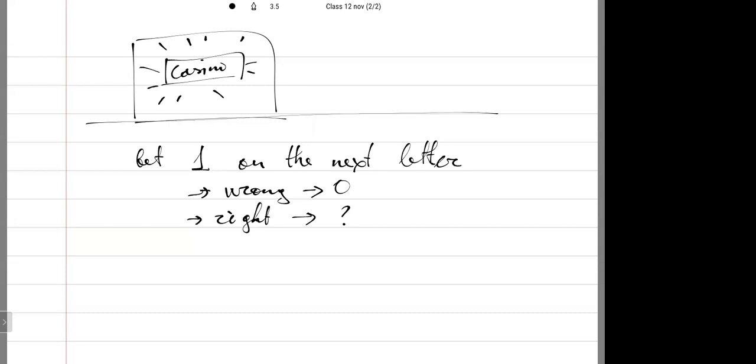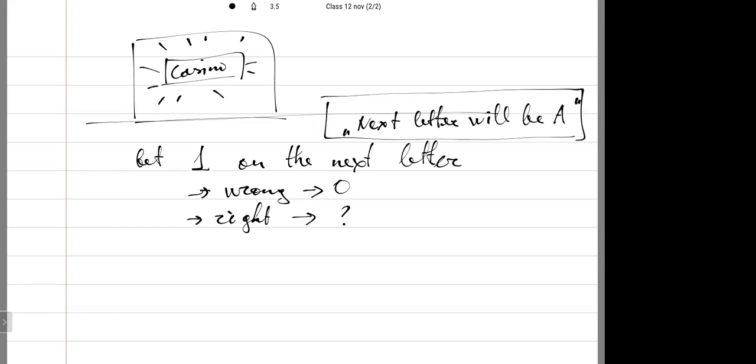You bet, let's say, on the next letter. What is a bet? You say something like, the next letter will be A. So it's a bet on the next letter. If you put money, say $1 or 1 ruble, and say the next letter will be A, and the monkey types, you receive nothing if you are wrong. Oops, if the letter is C, you receive nothing. And if you are right, how much should you receive to make it a fair game, to make it a martingale?